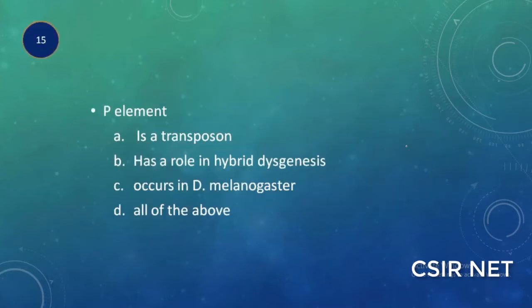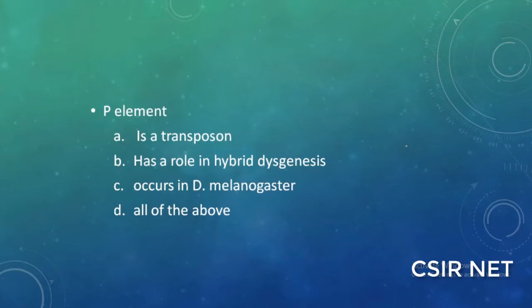P element. These are the four options. A. P element is a transposon. B. P element has a role in hybrid dysgenesis. C. It occurs in D. melanogaster. Or D. All of the above. Your time starts now. You should be clear about what a P element is and what kind of role it has, where it is found, and in what kind of organism it is present.